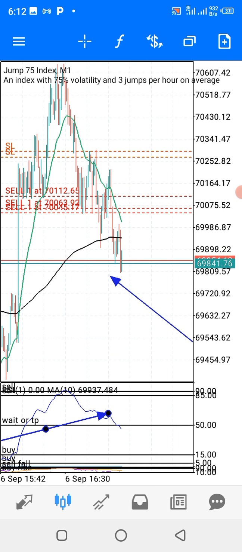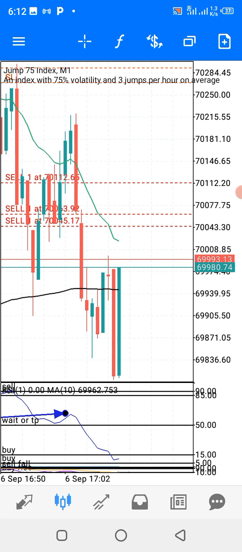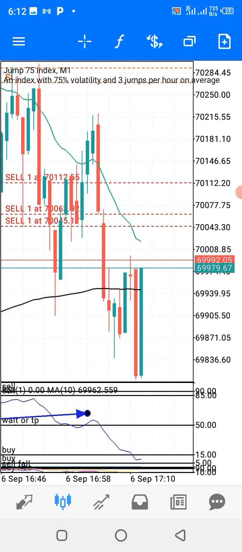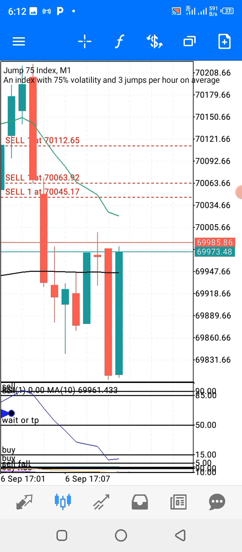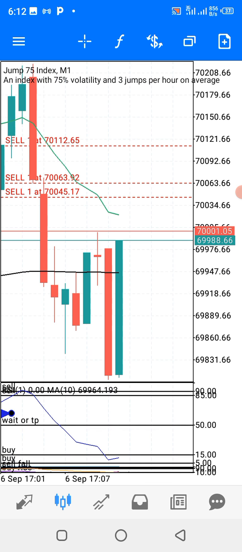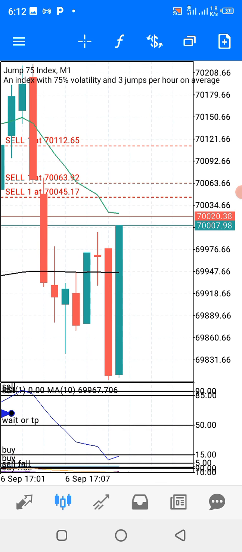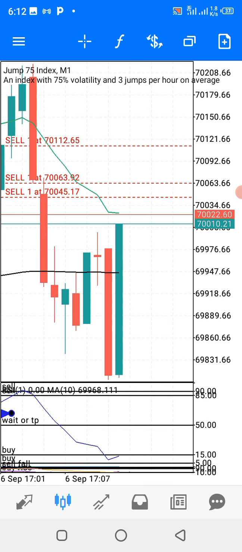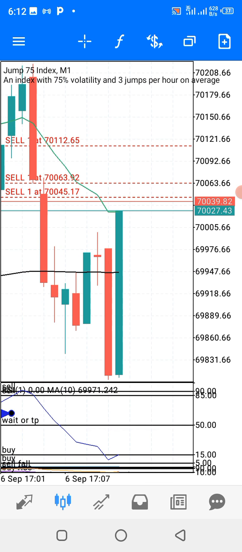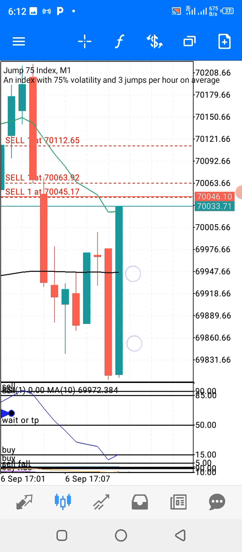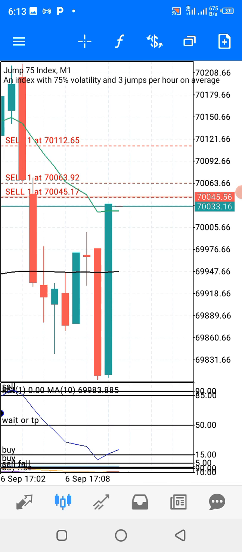So what we are waiting for now is to see. Okay, you see it has cancelled everything now. We can't give up yet. But at this point, it seems the spike is going too far. But let's see what happens next. Let's see what really happened.